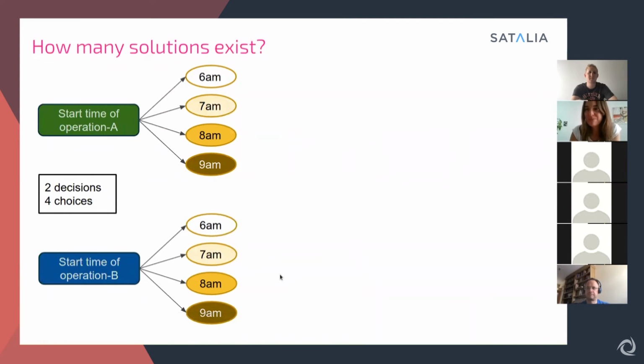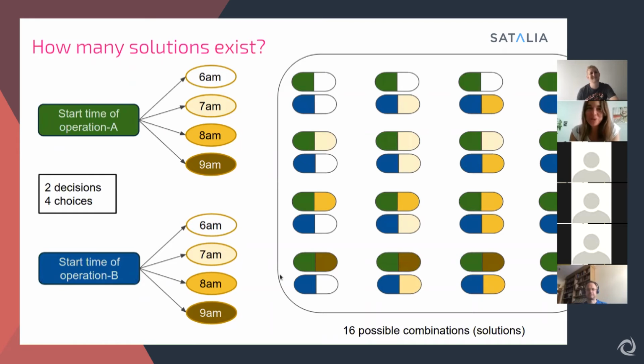Let's look at one more example. What happens if we have 4? Is it 16? Exactly, 16. I can tell I'm talking with people with a software engineering background. They already know what's going on. Yes, so we have 16 possible combinations.